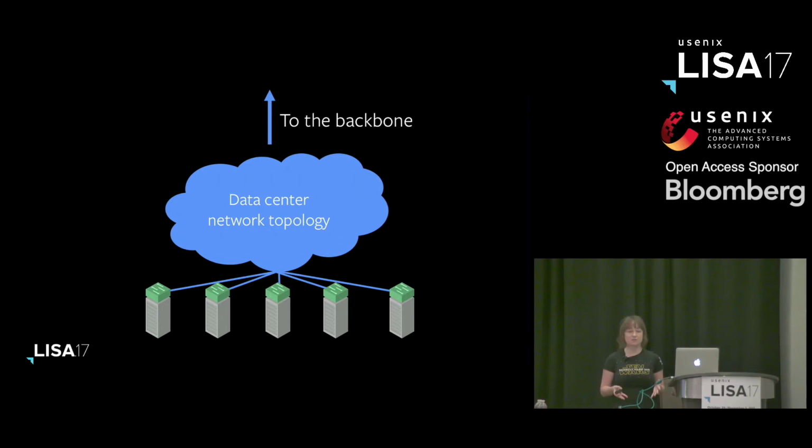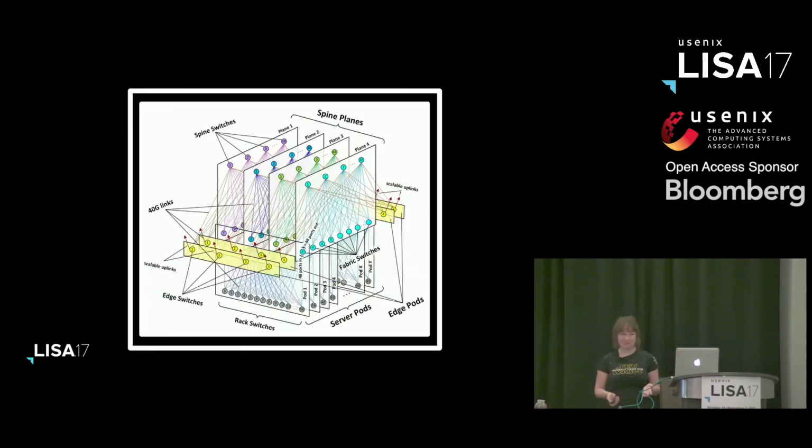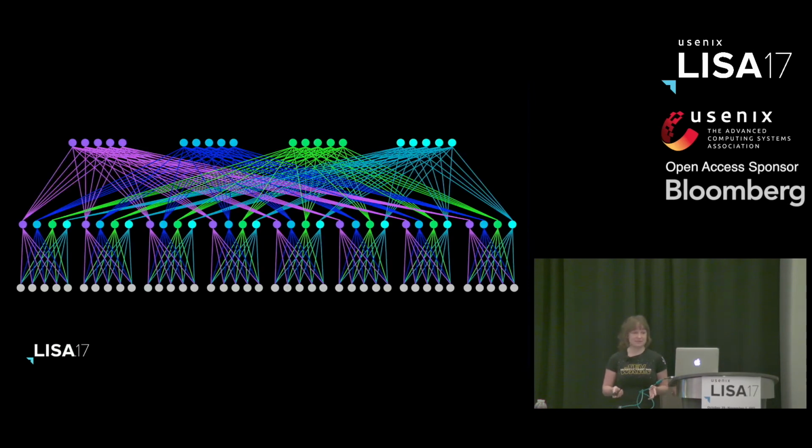The top-of-rack switches connect on to the data center topology, which then connects to the internet and other data centers via dedicated backbone. At Facebook, our topology is called Fabric. And this is a very clear and simple illustrative picture. So in order to get a better idea here, let's look at a slice of this.